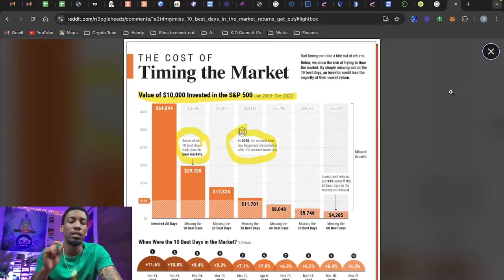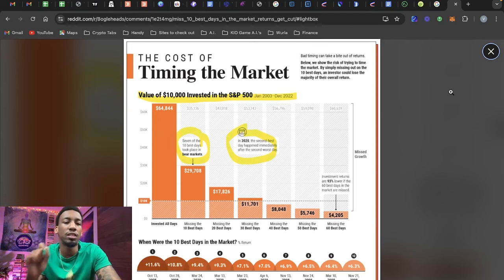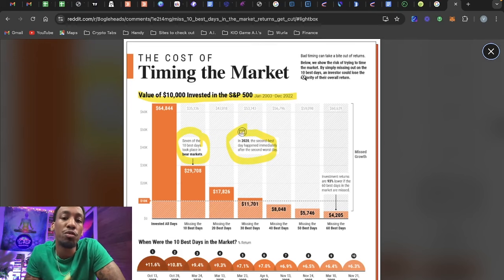Here's another important thing. Guys, it's all about time in the market versus trying to time the market, right? And I know it seems like I'm getting off track, but bear with me here. So this chart shows the difference in your portfolio performance if you missed out on the 10 best days of the S&P 500 from January 2003 to December 2022, and you invested $10,000. So if you kept your money in all the days, your 10K would be worth $64,844. If you kept it in for 7 of the best days, 7 out of 10, your 10K would be worth $30K. Even that right there, 3 days makes a difference of 100%, give or take.